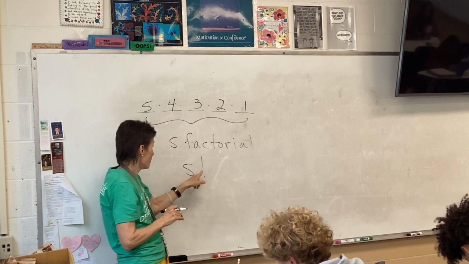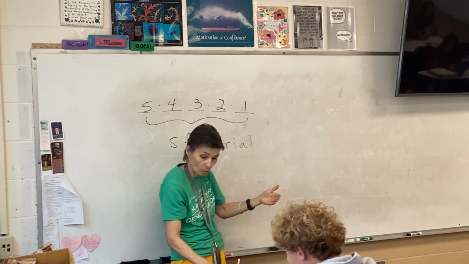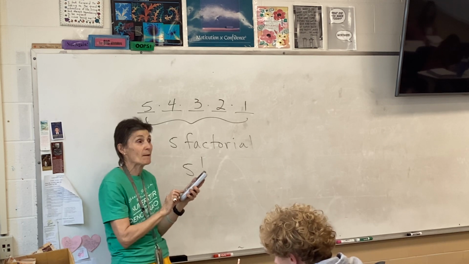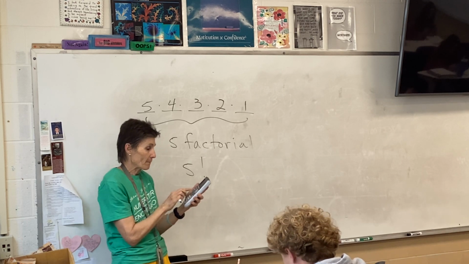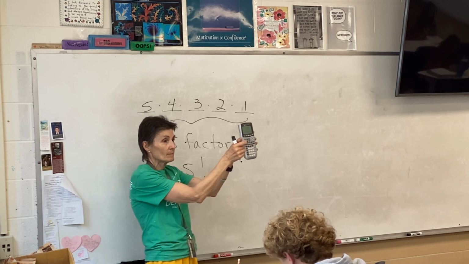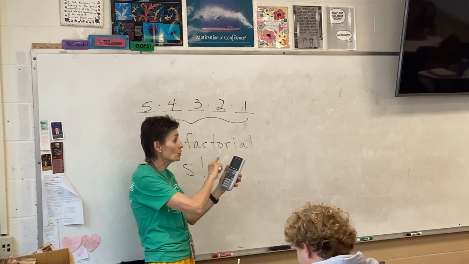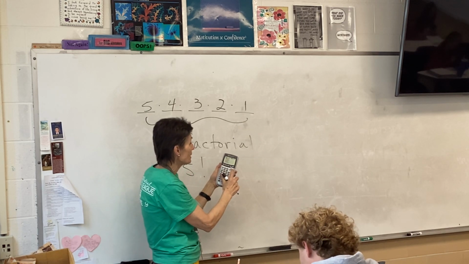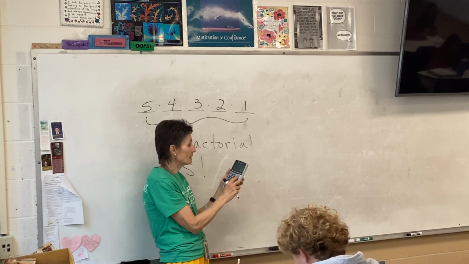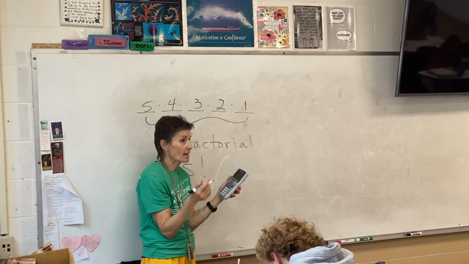Luckily for me, that button's on my calculator, so I no longer have to type in the individual numbers. I can just type in 5 factorial. So here's what I want you to do. Type 5. Then press your math button. Look where my finger is. It's the button that says math on it. Go across the top to PRB, which stands for probability. And in that list, do you see the factorial button? Press it, and it should say 120.